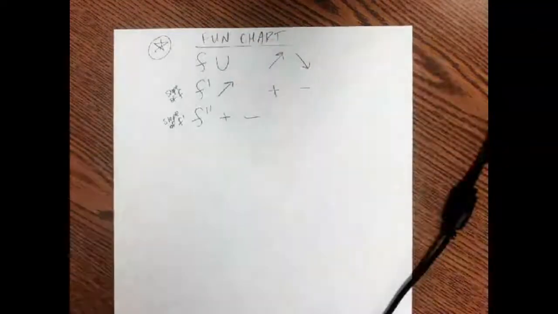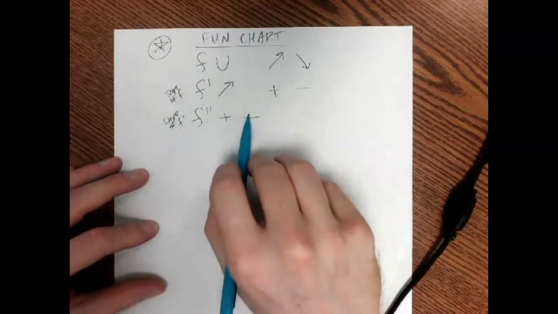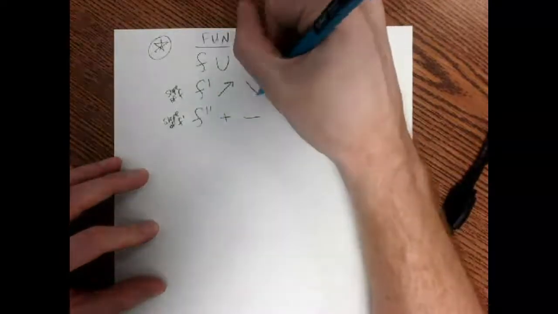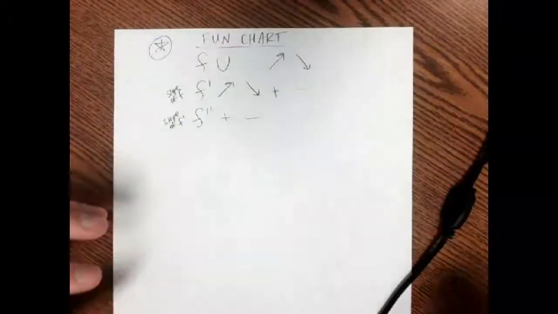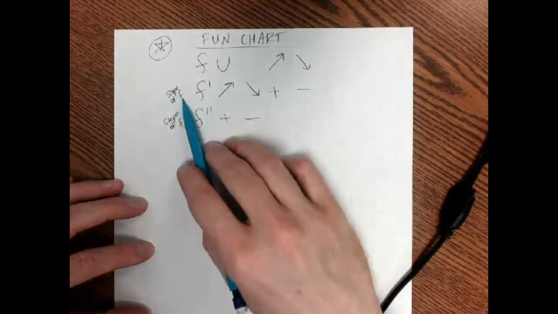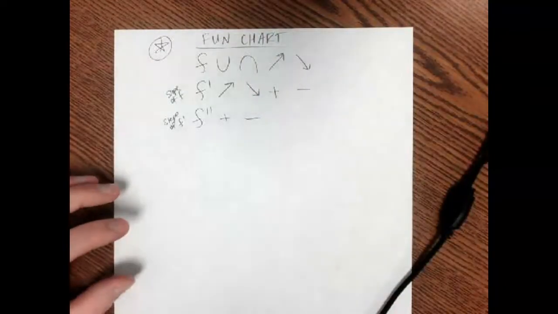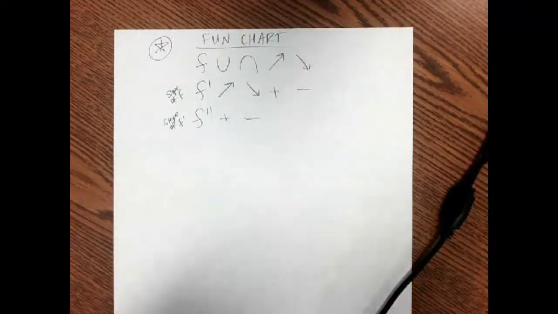And then if your second derivative is negative, that means the slope of f prime is negative. Therefore, f prime is decreasing. And if f prime is decreasing, that means the slope of f is getting smaller. And if the slopes are getting smaller, it's going to create the downward curve, which we call being concave down.